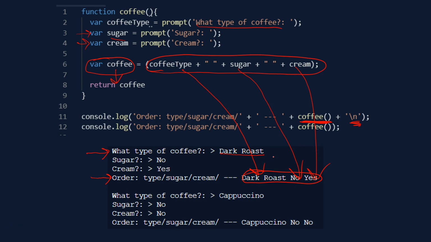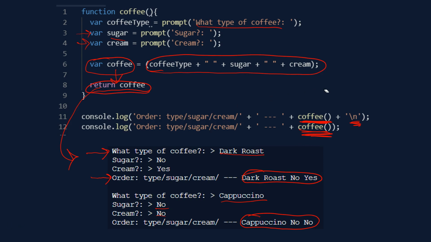So that data was returned by this return statement right here, outside of the function. And then for order number 2, we've got the same thing, calling coffee right here. What type of coffee? Cappuccino. Sugar? No. Cream? No. And then once again, here is what was returned. We have the coffee type, which is cappuccino, no sugar, and no cream.